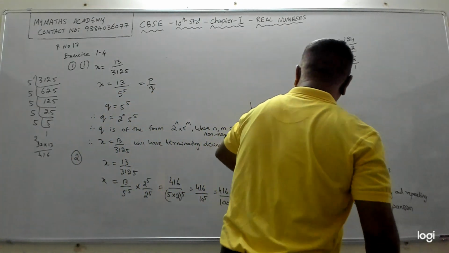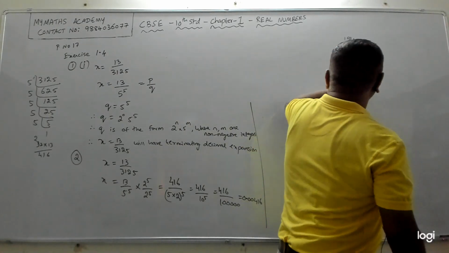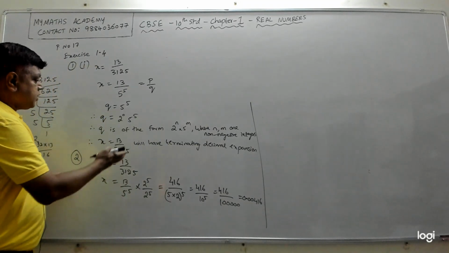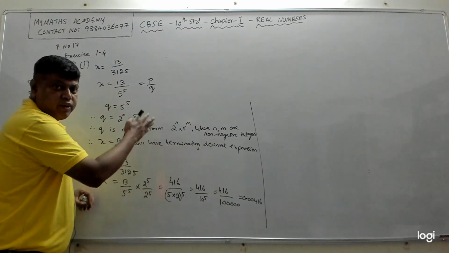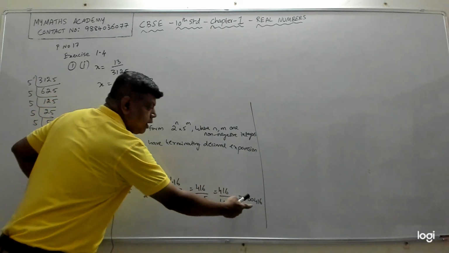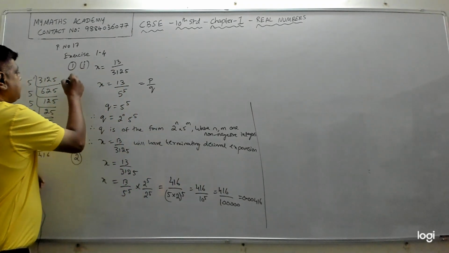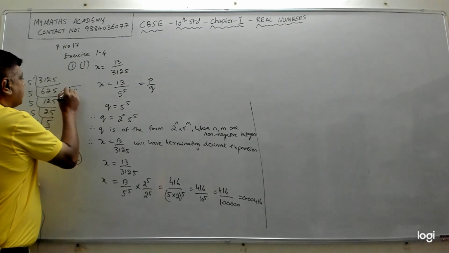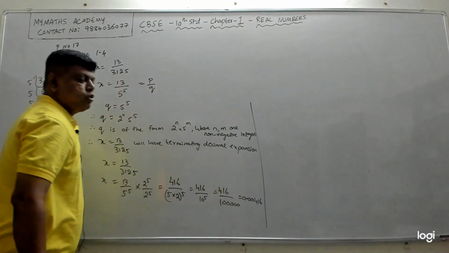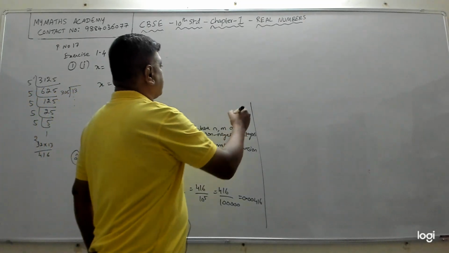So now, next problem. What we have done here is, we have first checked whether it has a terminating decimal expansion. If it has a terminating decimal expansion, we have converted this fraction into decimal without actually dividing. If you divide normally, 13 by 3125, you will get this 0.00416. Right?